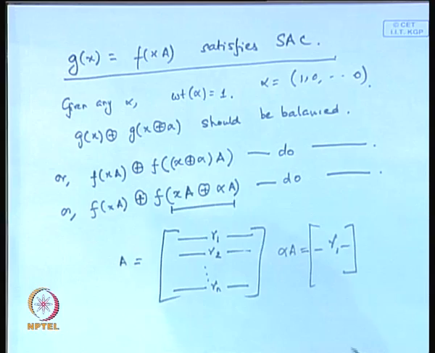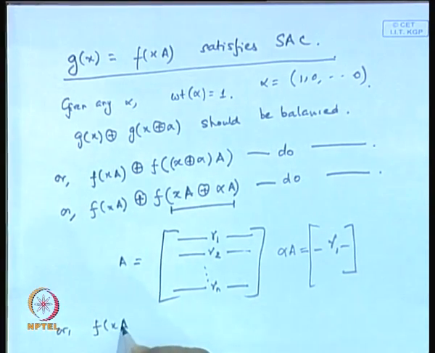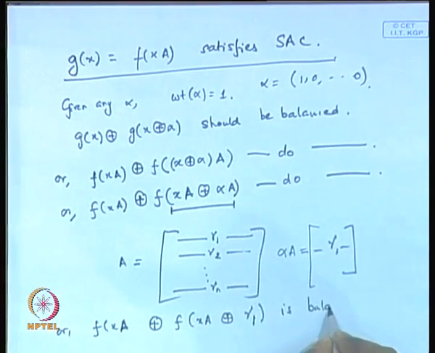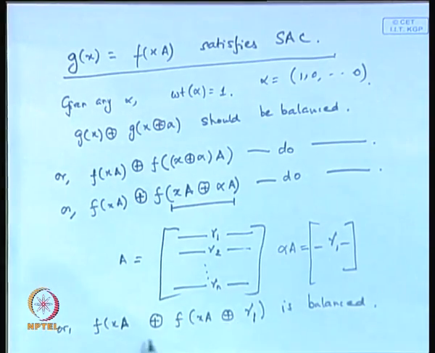So what we are basically saying is that f(xA) XORed with f(xA XORed with gamma 1) is balanced, right? And what was my design criteria? The design criteria was that f(x) XORed with f(x XOR gamma) is balanced. Another thing that is important here is the non-singularity property of the matrix. Why? Because what we have shown here is that f(xA) XORed with f(xA XORed with gamma 1) is balanced.